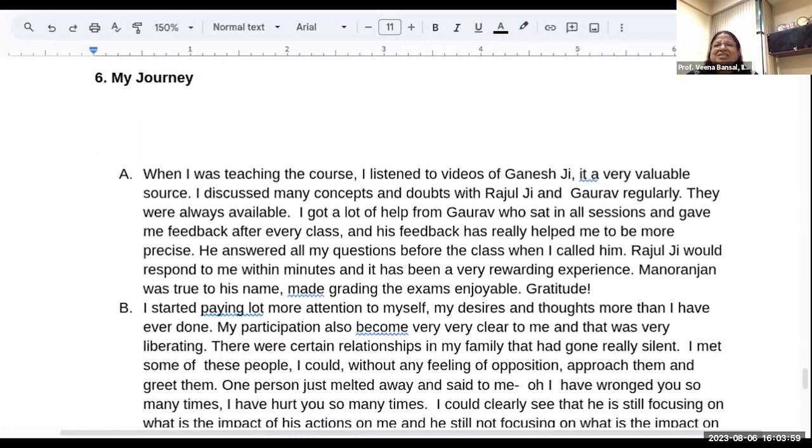Dr. Gaurav Kumar sat in all my sessions. He always arrived and sat in the front row, listened to my session and took notes. And after the session, we would sit together for sometimes one hour and he would give me honest feedback. And that has helped me a lot. It was really like a one-on-one kind of situation. He also answered all my questions. I'd call him before the class. So this was of immense help.